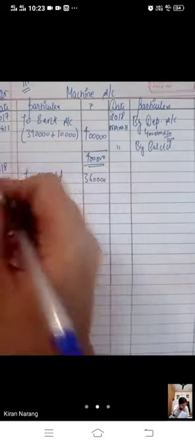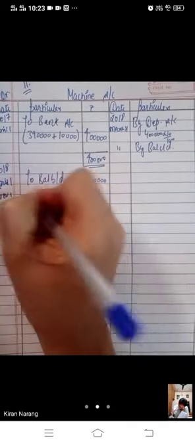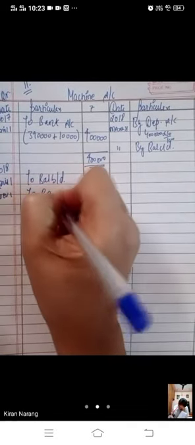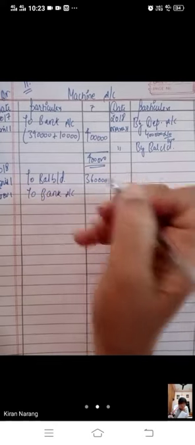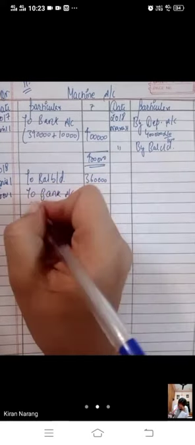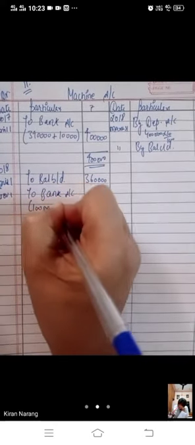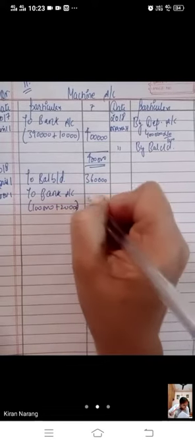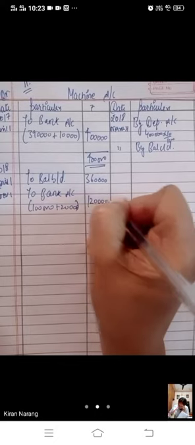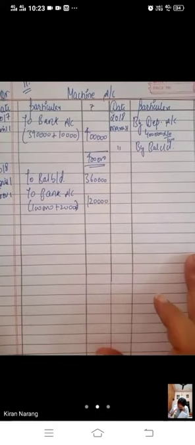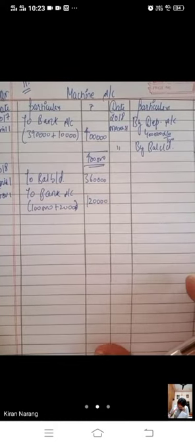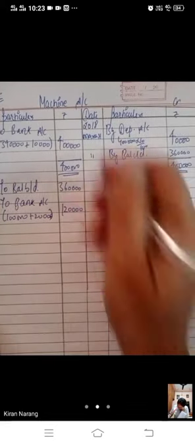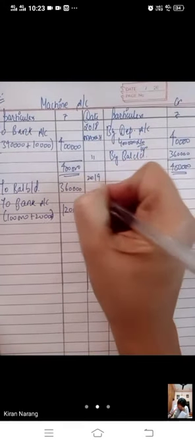This year on November 1, we have purchased another machine. 1 lakh was the cost of machine and 20,000 was the expenses. So total 1,20,000 we have purchased. We have spent on this second machine 1,20,000. So now this year will end on 2019 March 31.